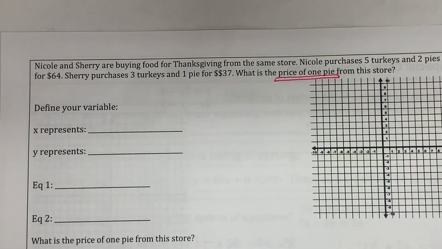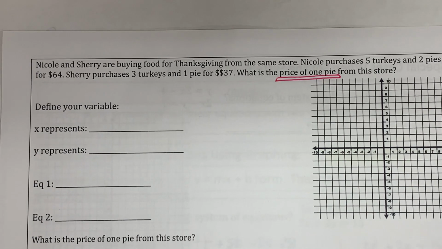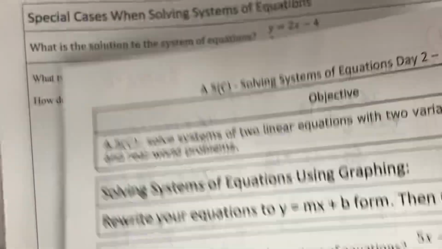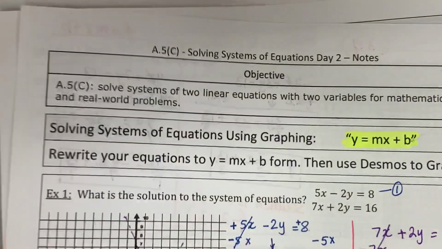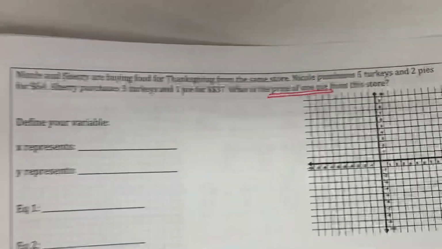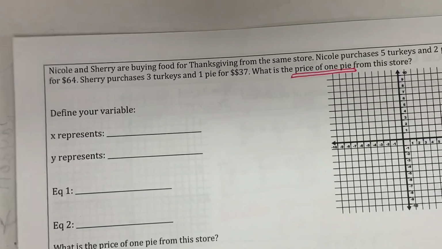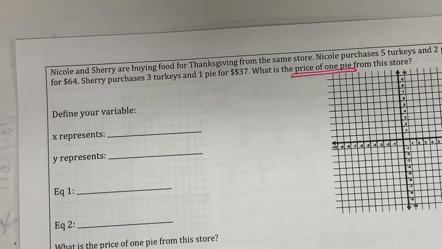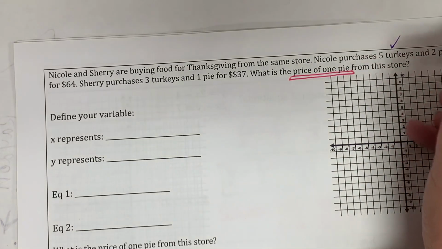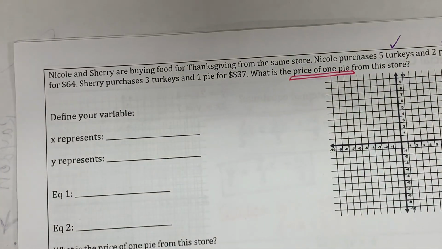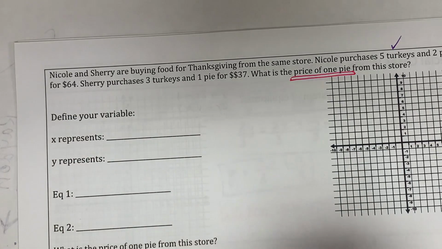Now this question is not telling you directly that you need a system of equations. But if you pay attention, what is a system of equations? A system of equations is 2 linear equations with 2 variables. So yes, that is exactly what you have over here. You are dealing with 2 variables. What are those 2 variables? The first variable is turkey and the second variable is pies. So you're going to name them.